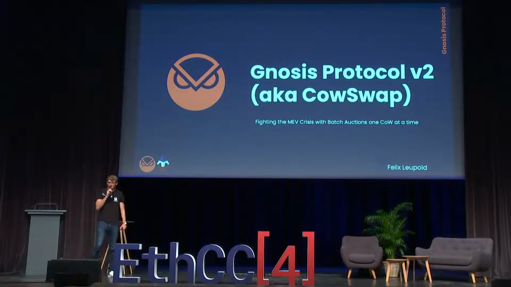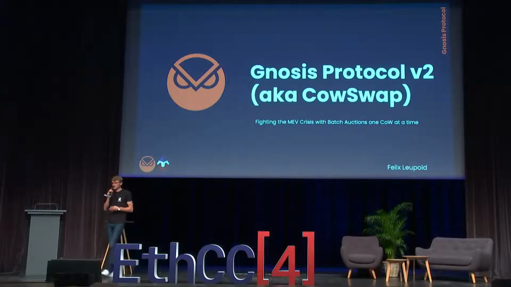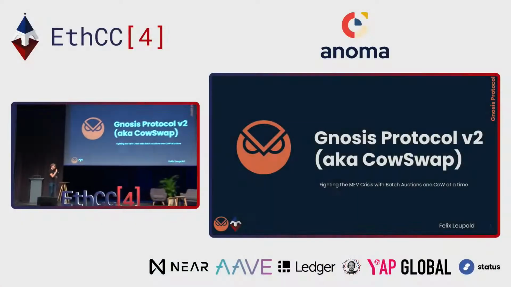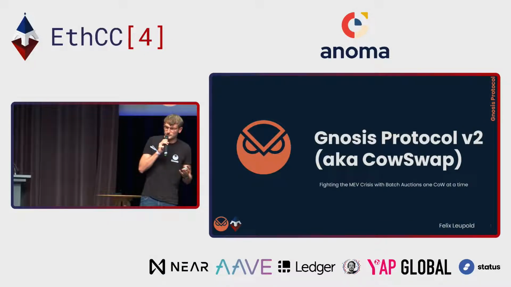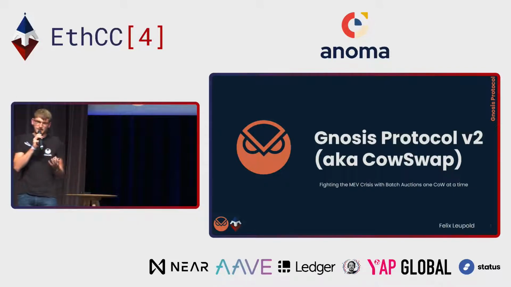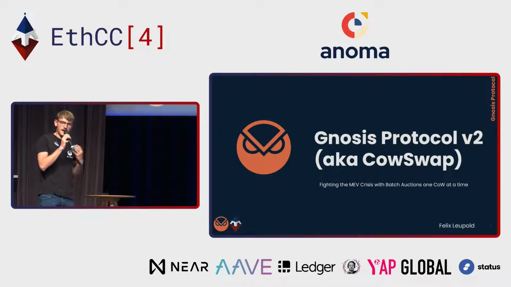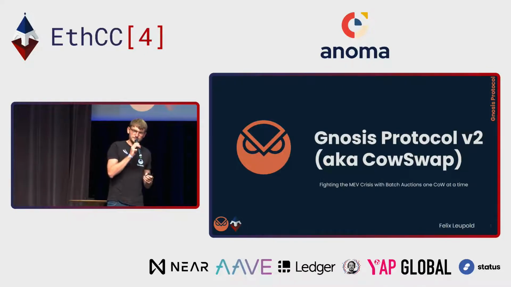Hello, everyone. I'm here to talk to you about CowSwap today, or more importantly, about the underlying trading mechanism that is powering CowSwap today. That mechanism is based on batch auctions, and it is what we think a key mechanism to prevent maximally extractable value or miner extractable value at the protocol layer.